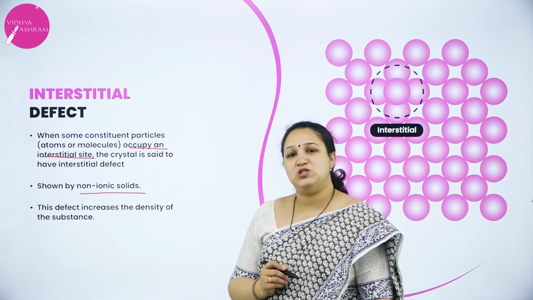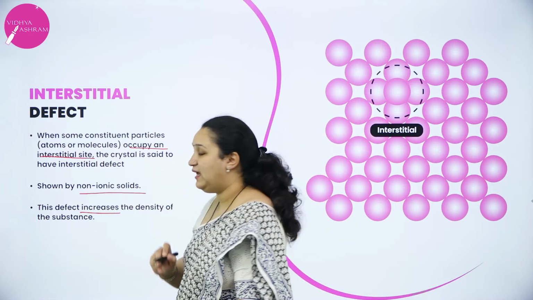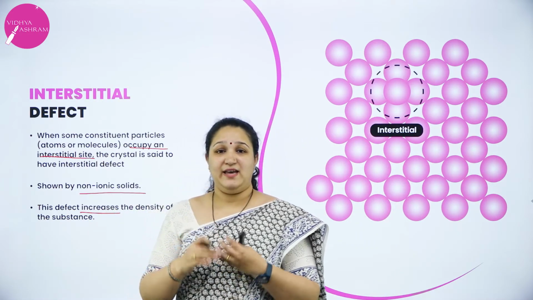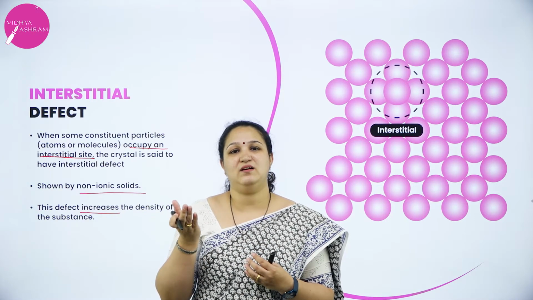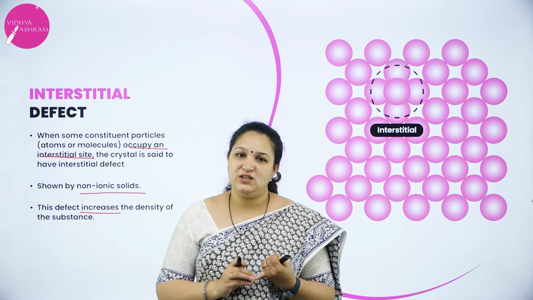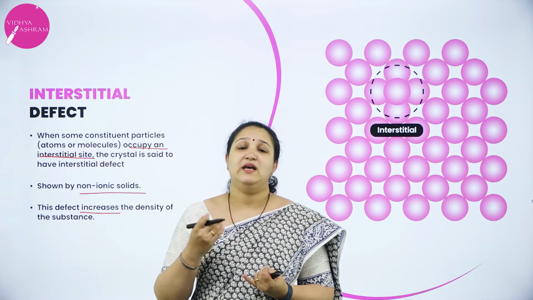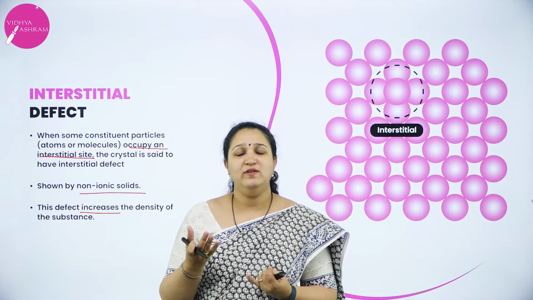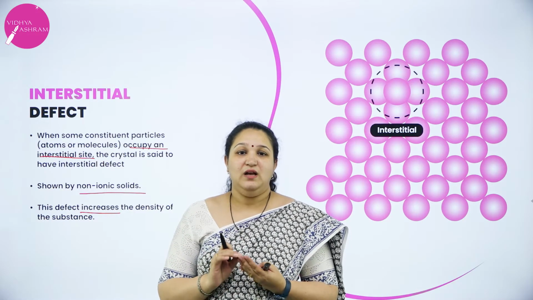Now, what happens to the density? Density increases. Why? An extra atom or extra particle is present, so mass will increase, and density will also increase. So, in interstitial defect, the density of a substance will increase because of the presence of extra atoms in the interstitial site.